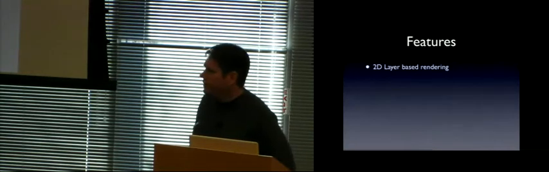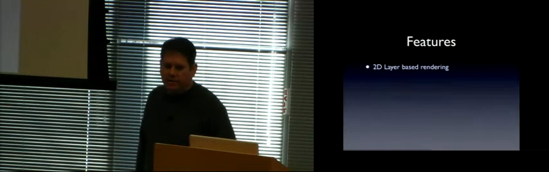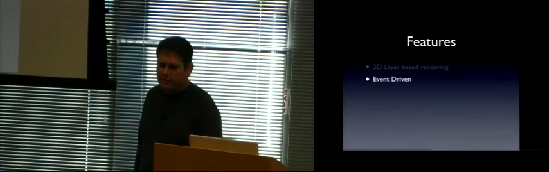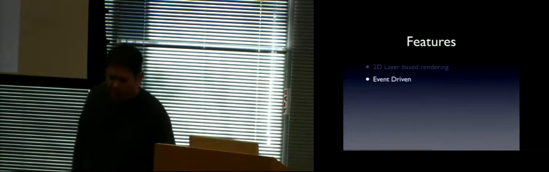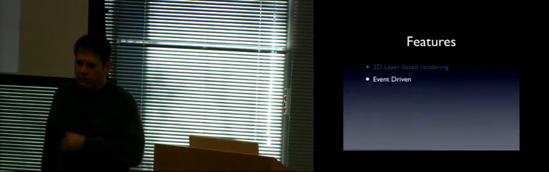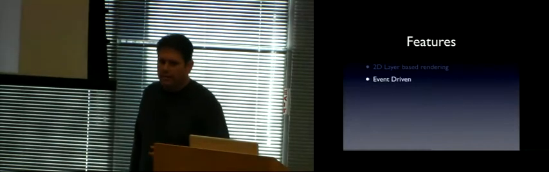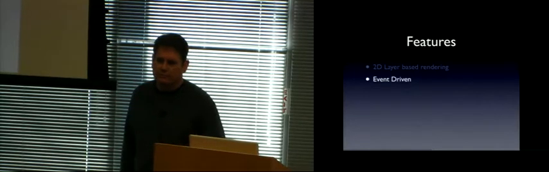The features of Gemini. Gemini uses a 2D layer-based rendering, which if you've used any kind of modern drawing program like Photoshop or Illustrator, you're probably familiar with the concept of using layers in order to render things in sort of a painter's fashion. It's event-driven, unlike straight OpenGL coding, where you essentially are writing code to redraw the frame every single frame loop. With Gemini, you basically set up your assets and you write event handlers to handle certain things that happen whenever people interact with the objects.